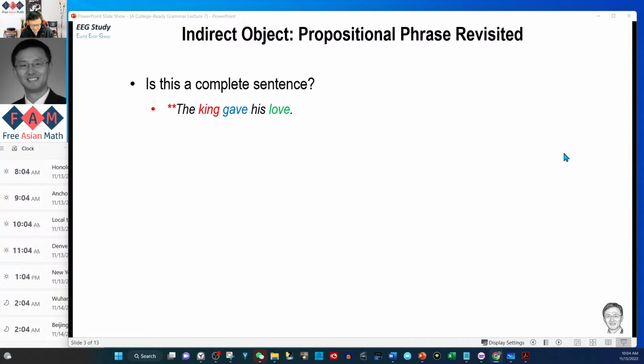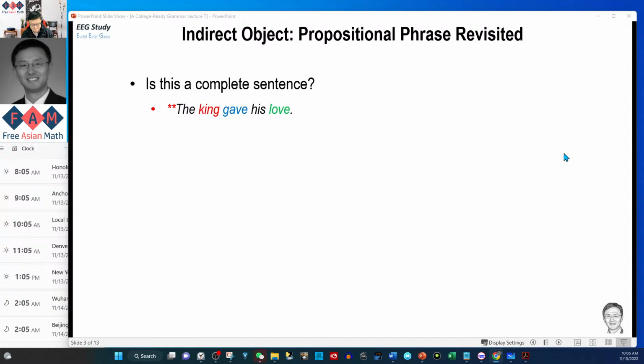The king gave his love. Is this a complete sentence? Is this pattern number 5? The king gave his love. Well, we have a transitive verb, give, which requires an object, and we do have an object here, love. You probably think that this is not a complete sentence because it seems that the idea is not complete. The king gave his love to whom?